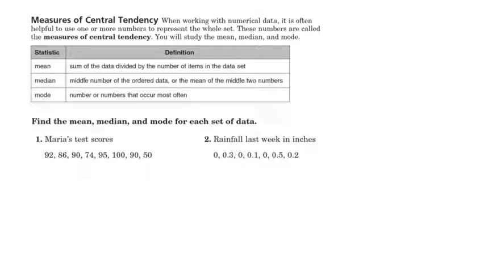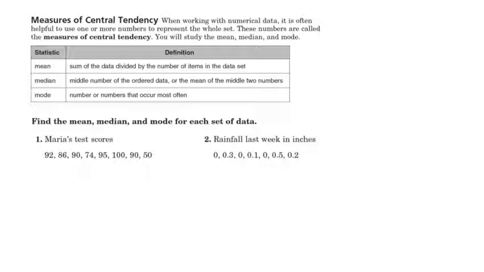By the end of this lesson, you should be able to find the 3 measures of central tendency, and you should be able to pick which one summarizes a survey results best. So first I want to review with you guys mean, median, and mode.